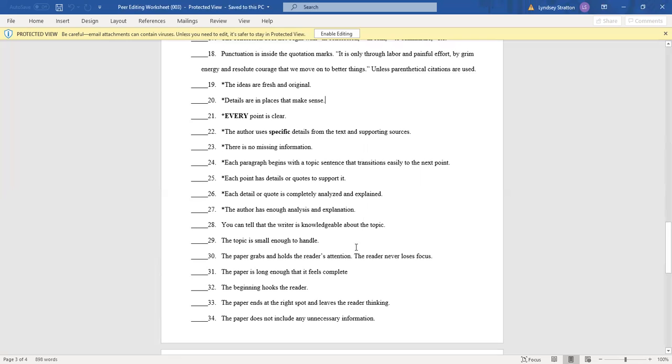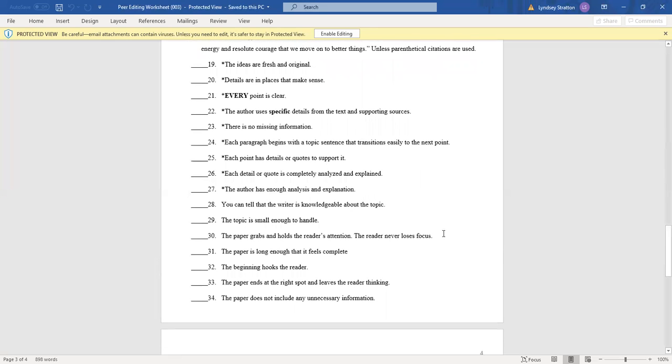The topic is small enough to handle, negate that. I don't know why it's there. That's for 101. It holds readers' attention. Okay, you don't lose focus. You don't jump all over the place. It is long enough that it feels complete, but it's also short enough that it doesn't feel like it's taking you a year to get through.